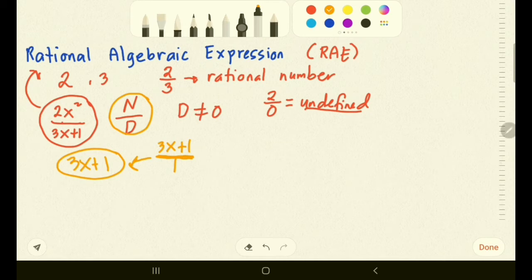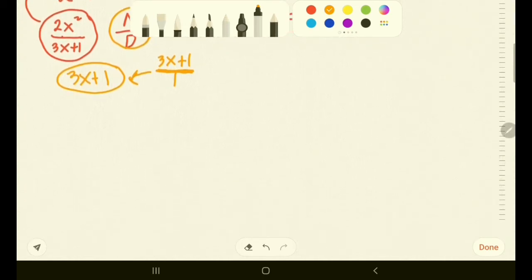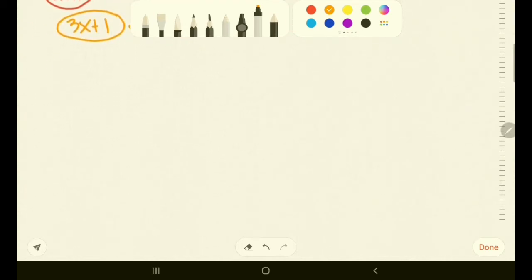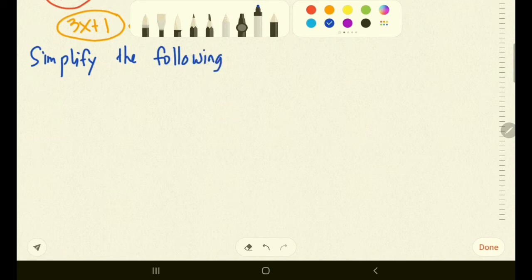Okay. Now, let's see how to simplify rational algebraic expressions. Simplify the following rational algebraic expressions.